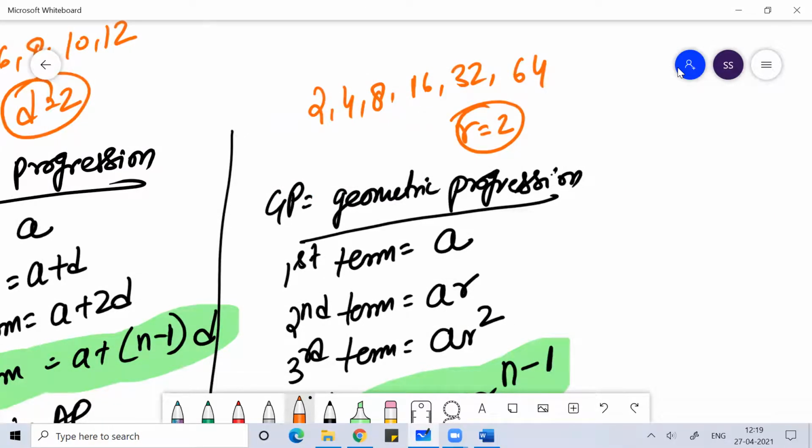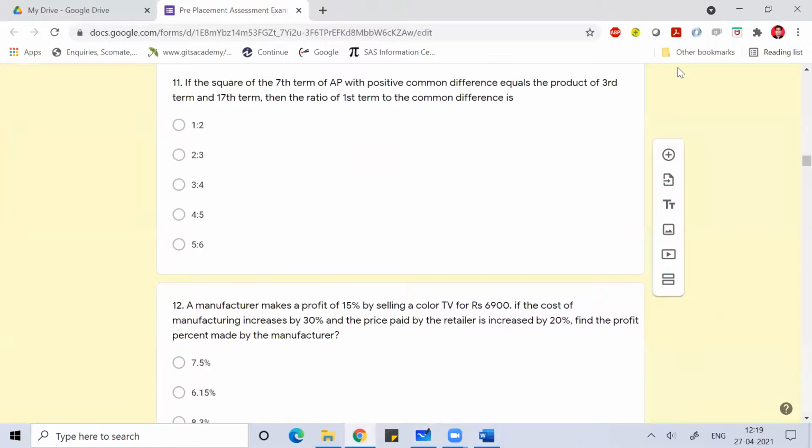So guys, please try to do these two questions, question number 11 and 12. Ask me if anyone has any doubt, any question, anything you want to ask from 11, 12. Any question, anyone, anything you want to ask, anyone?